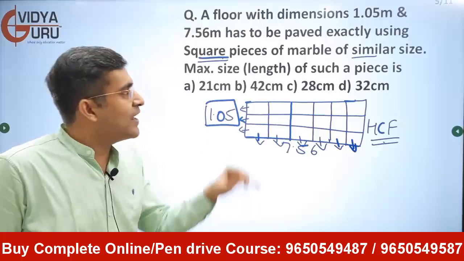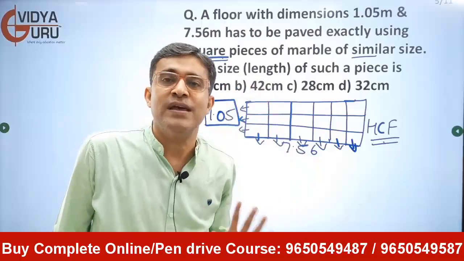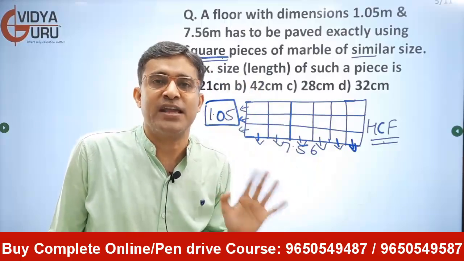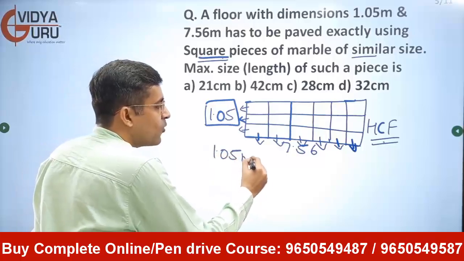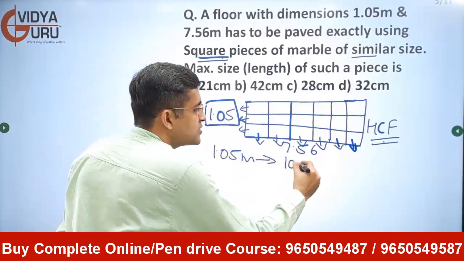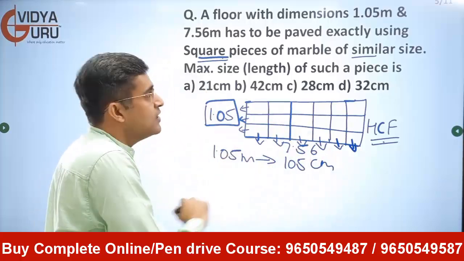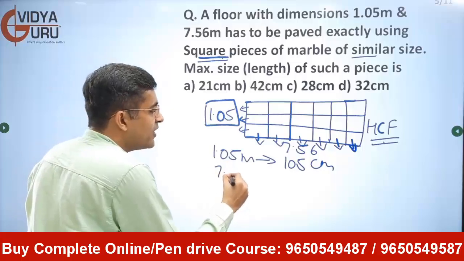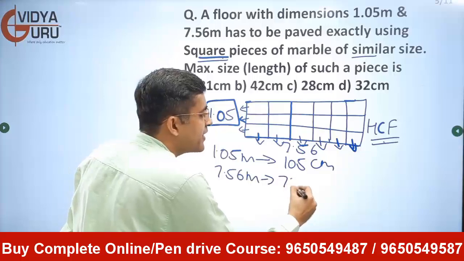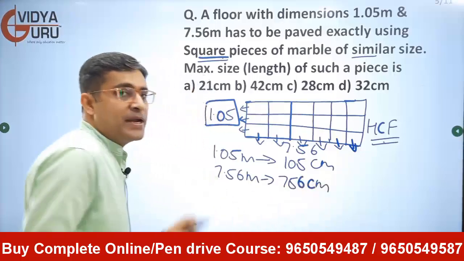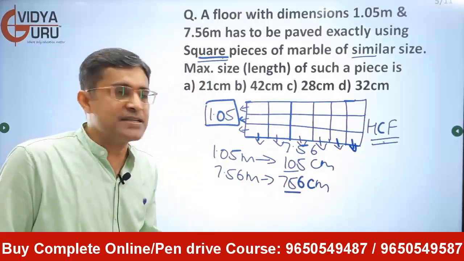Got the point? So let's make our lives easy. Let's convert these values into centimeters so that we don't have to worry about decimals. So 1.05 meter becomes 105 centimeter. Very simple. 7.56 meter will become 756 centimeter. Now I have these two values. I have to find out the HCF.